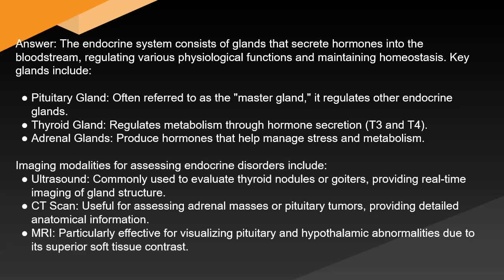Imaging modalities for assessing endocrine disorders include ultrasound, commonly used to evaluate thyroid nodules or goiters, providing real-time imaging of gland structure. CT scan, useful for assessing adrenal masses or pituitary tumors, providing detailed anatomical information. MRI, particularly effective for visualizing pituitary and hypothalamic abnormalities due to its superior soft tissue contrast.